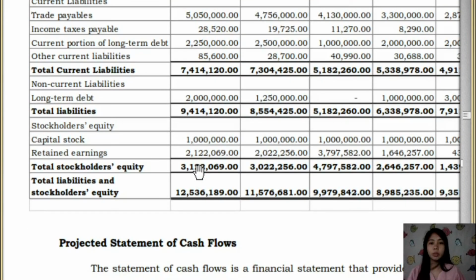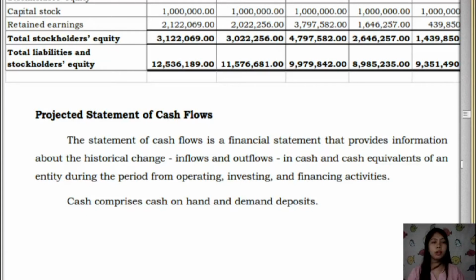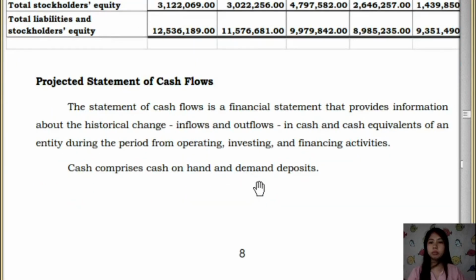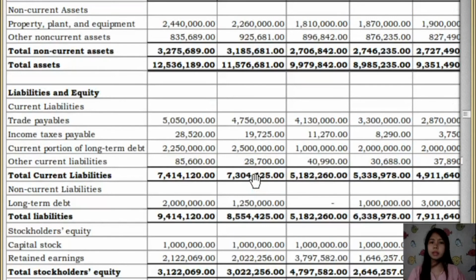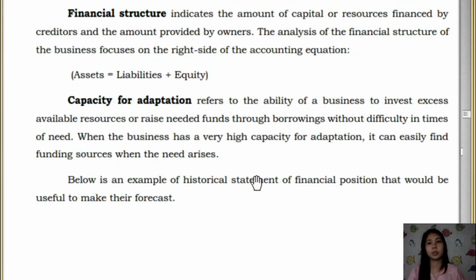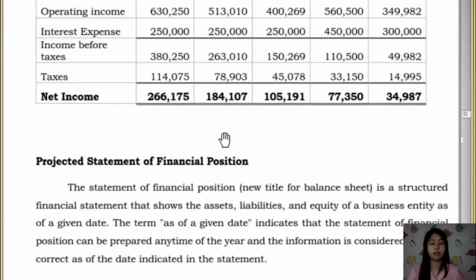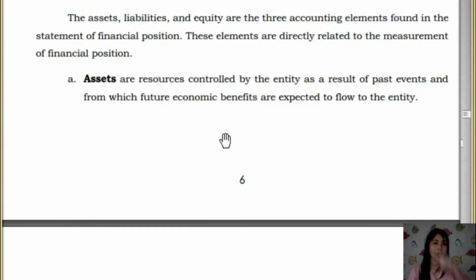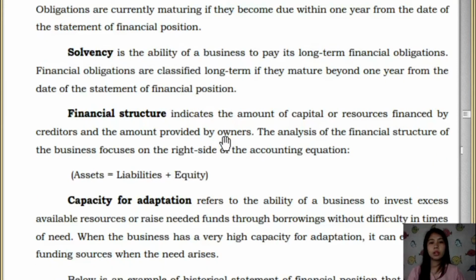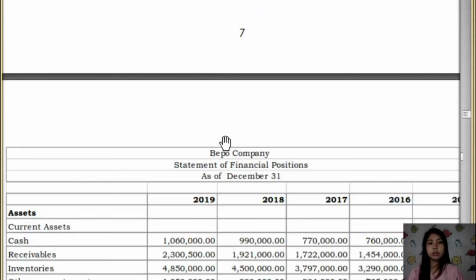And the last one would be the projected statement of cash flow. So, projected statement of cash flow. And just to clarify, I think hindi naman bago sa inyo to. Nakita niyo naman na itong mga tables na ito, itong mga statement of financial position, itong income statements, in your accounting one. So, madali na lang ito para sa inyo. And you are already familiar with these terms naman. So, in finance, we're just going to use this data for projection and for analysis.